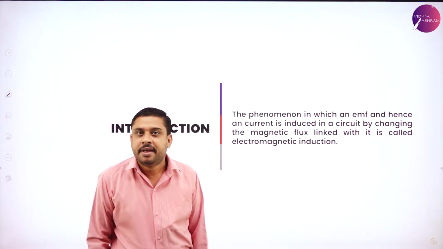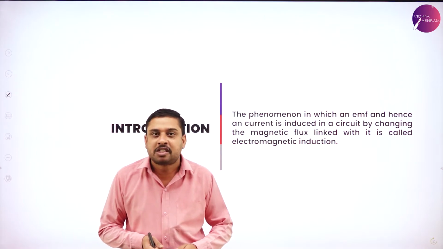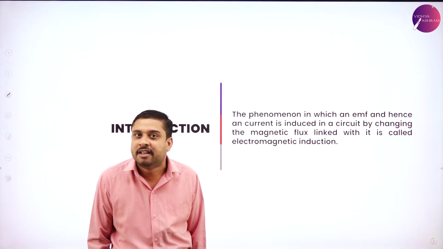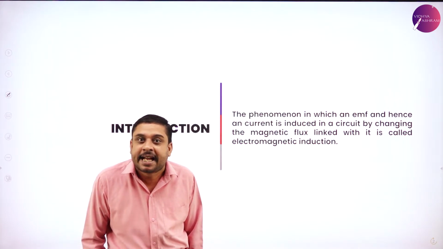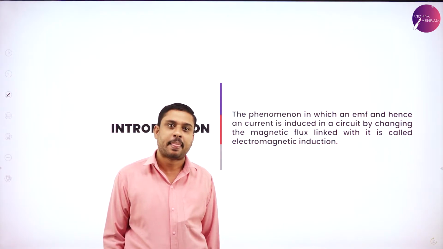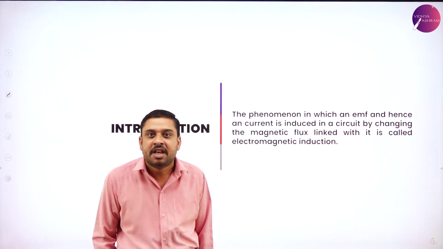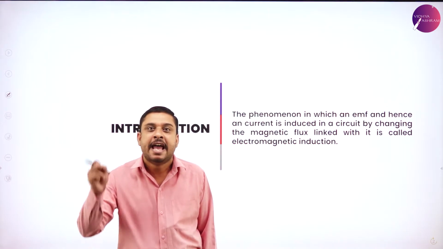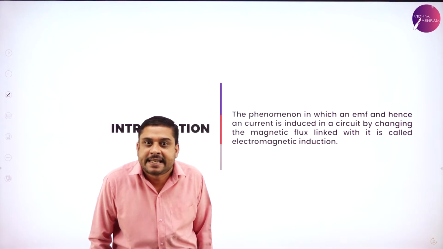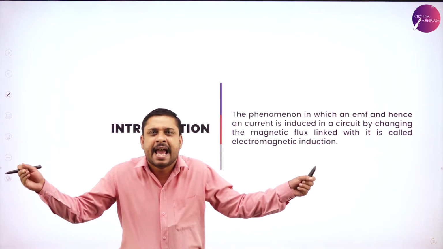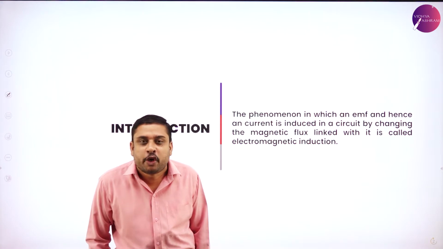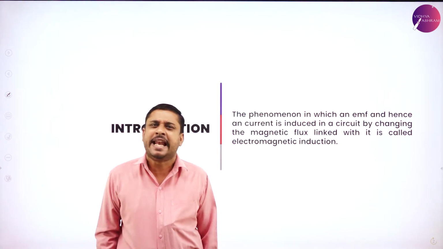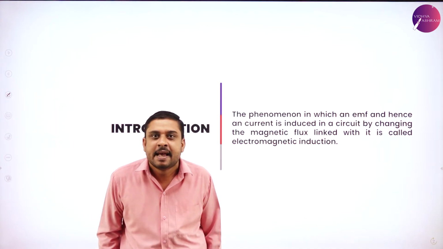Now students, in my previous chapter, which was moving charges and magnetism, I understood the unification of electricity and magnetism. A gentleman by name Hans Christian Ørsted unifies the principles of electricity and magnetism. He told, moving electric charges always produce magnetic fields. Very good. Current flowing through any conductor produces magnetic field.